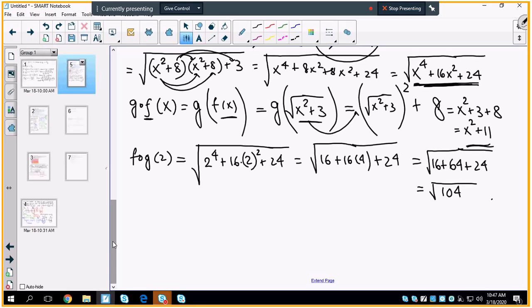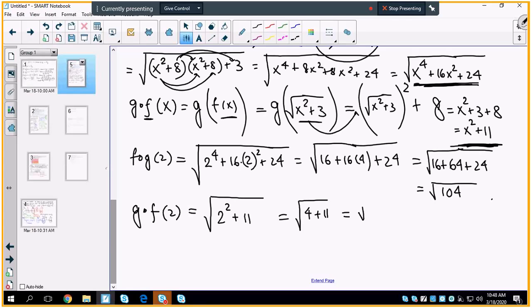What else? In order to see that f composed g and g composed f are not the same thing, I can find g composed f of 2. Well, what will be g composed f of 2? It will be the square root of 2 squared plus 11, because I replaced the x in g composed f of x by 2. So for x equal to 2, I will square it. I will get 4 plus 11, which is the square root of 15.